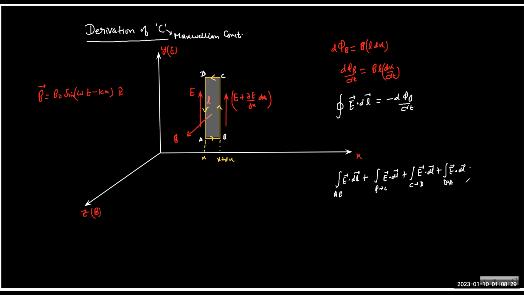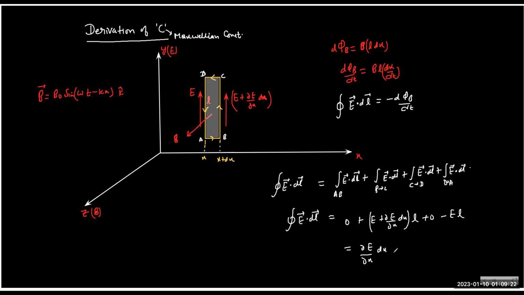So let's do this calculation first. For E dot dl, you have 4 terms, out of which 2 terms are 0, right? This is 0 plus, for B to C, E plus del E by del X dx, and I can clearly see it's into L. I hope this is clear to you guys. So this turns out to be del E by del X into dx into L.